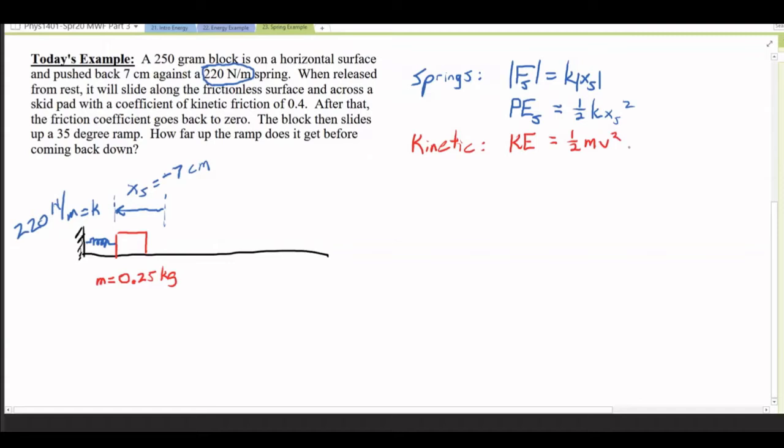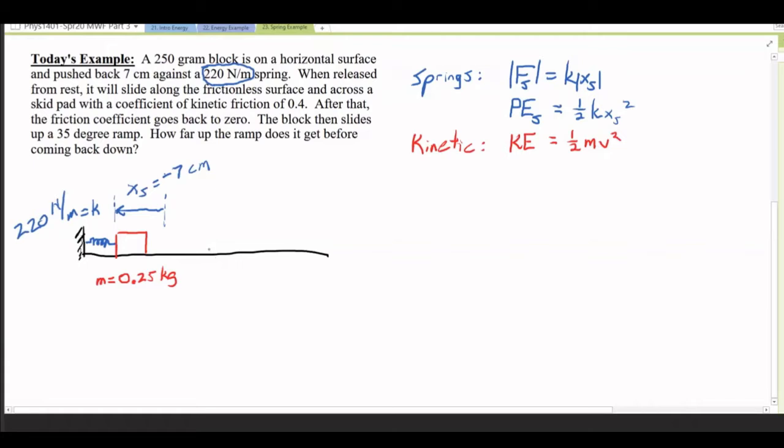Now let's see what happens next. So you push something about the spring and let go. That thing is going to spring. It's going to get pushed away. It's going to get launched. So what happens next? The surface itself is frictionless, but we're going to hit a skid pad.